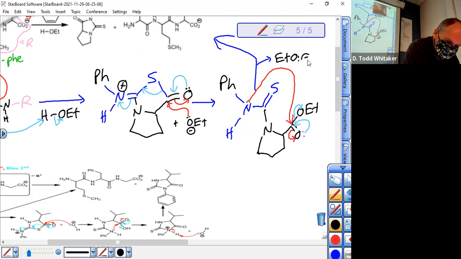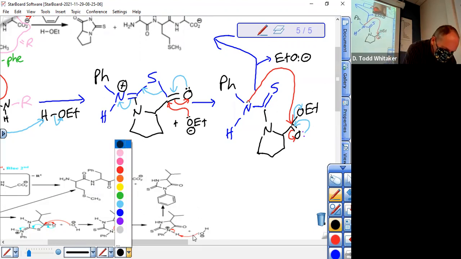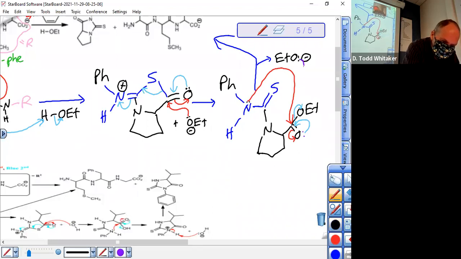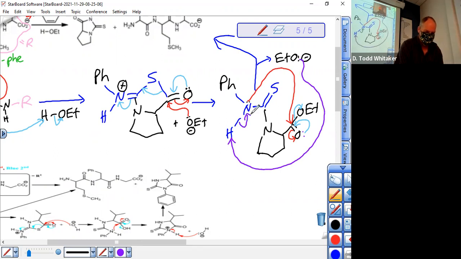What's EtO minus going to do after that? It's going to grab the H from the ammonium right here. As long as it's a new color, you can do it right here. Oh, I love it. Purple's not the same as light blue. And we got past drawing this intermediate here, didn't we? It's just an acid base.